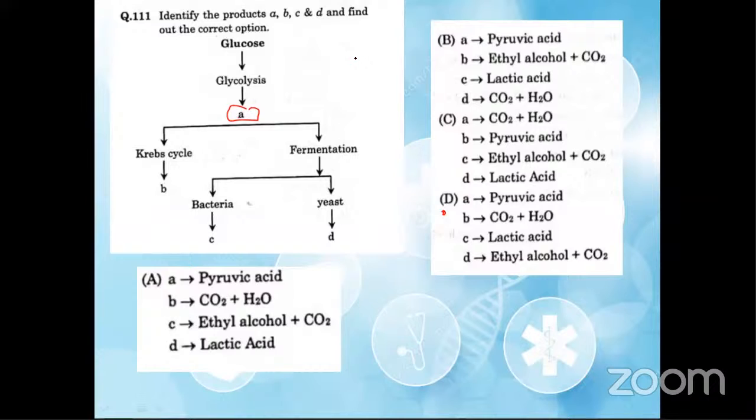Very good trick, I must say. We have just studied that glucose undergoes glycolysis to form a product A: one molecule glucose, two molecules pyruvate or pyruvic acid. So definitely A is pyruvic acid. That is confirmed and locked. So there are three such options with pyruvic acid. Now there is one interesting question, let's see who answers this. This pyruvic acid is going to the Krebs cycle and fermentation.